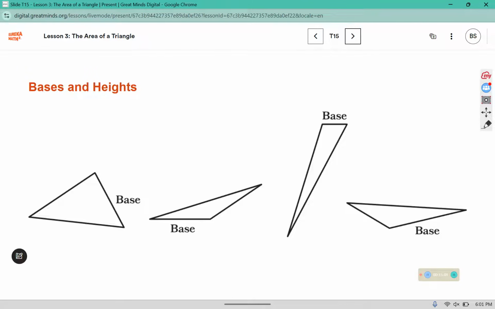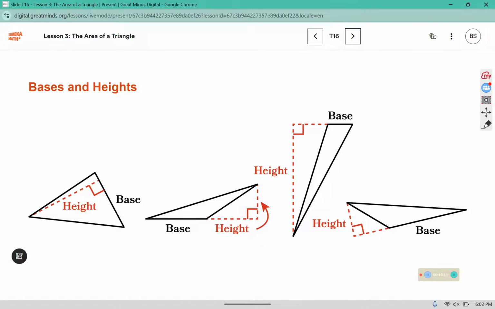Think about where the height might be sketched in for these triangles according to where the base is located. Would you draw the height inside the triangle or outside of the triangle? Let's take a look. Here you can see the height creates a right angle with the base. This one, since it's an obtuse triangle, the height is labeled on the outside here.